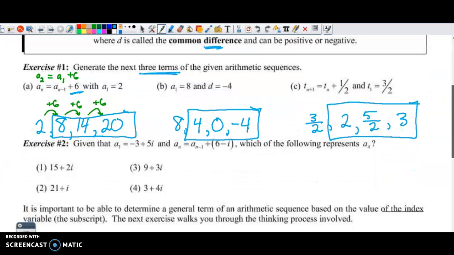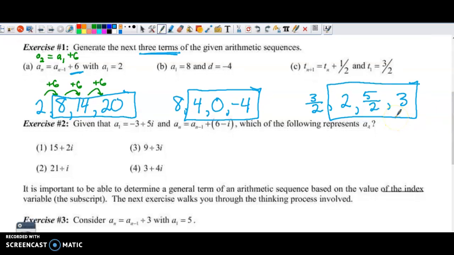So as we move on to the next problem, just notice that we can also do this with imaginary values. I'll change colors just to emphasize. So the first term is negative 3 plus 5i. Well, our common difference is adding 6 and negative i. So the second term, a sub 2, would equal negative 3 plus 6 would be 3. 5i minus 1i would be 4i.